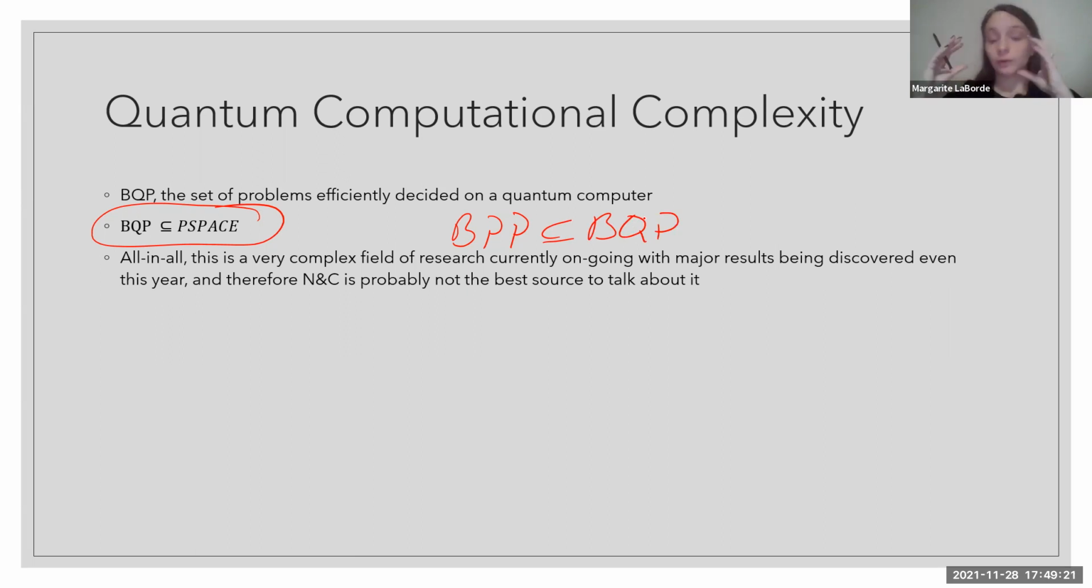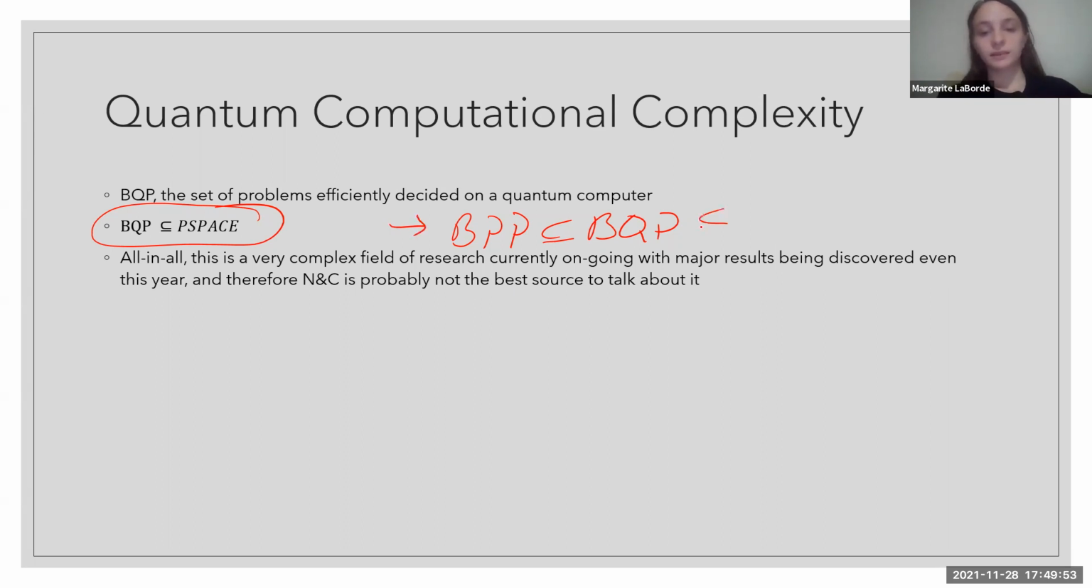If you have a probabilistic classical computer and you look at the set of problems that it decides arbitrarily well in efficient time, that is subsumed by quantum computers. Basically it just says that if you have a probabilistic Turing machine, a quantum computer can do those problems. So anything a classical computer can do, a quantum computer does. That's all that this statement says.